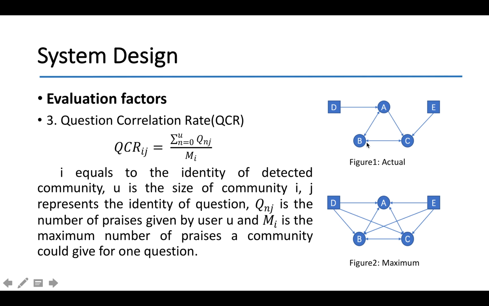This picture is the actual praising relationship for a community in question. The users D and E here are the users who didn't answer the question, but they praised the answers A, B, and C gave in their community. And this one is a maximum praising relationship in the community. QCR value is the number of actual praising divided by the maximum praising number here.